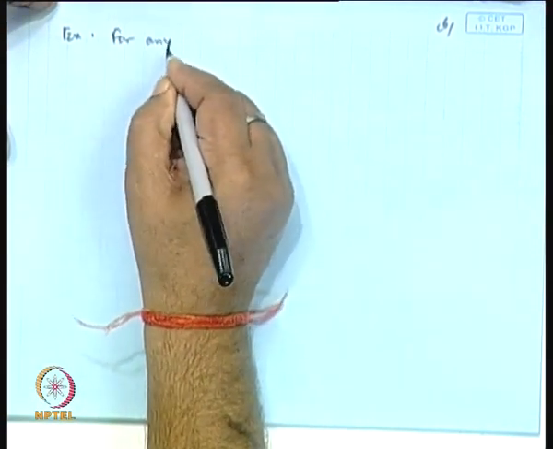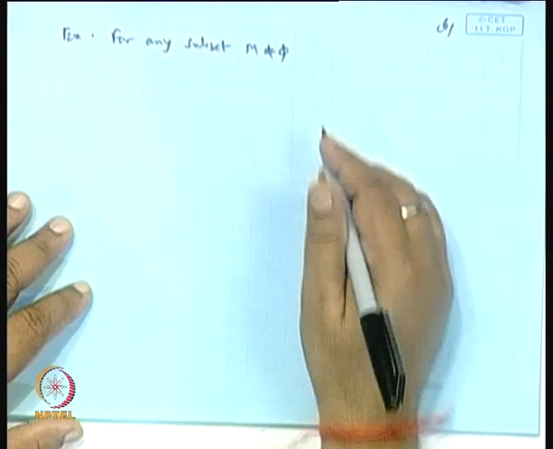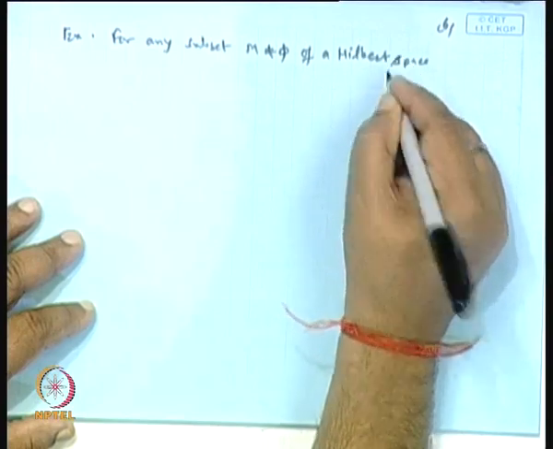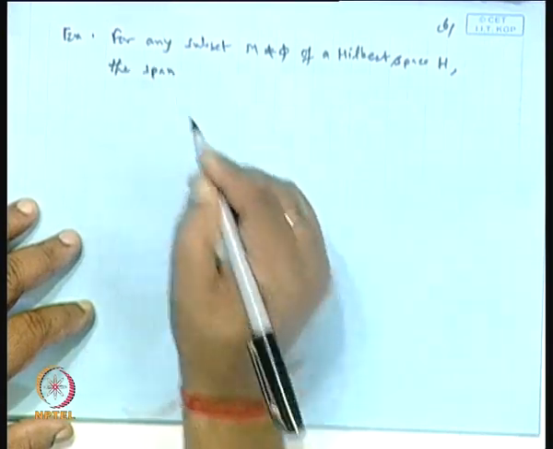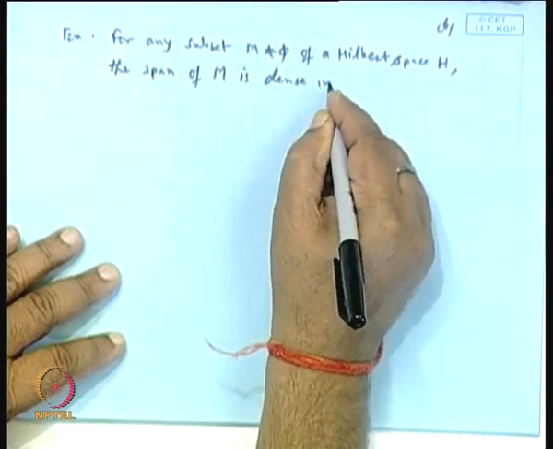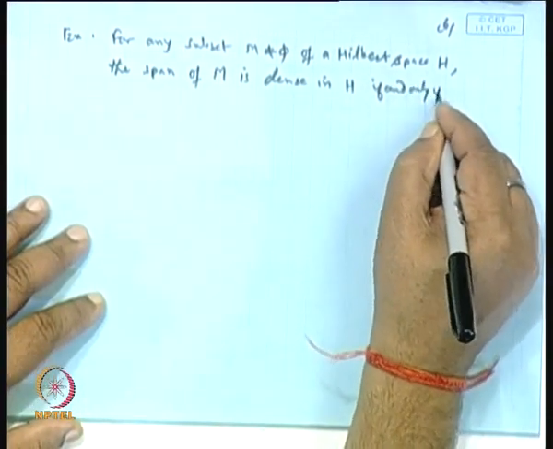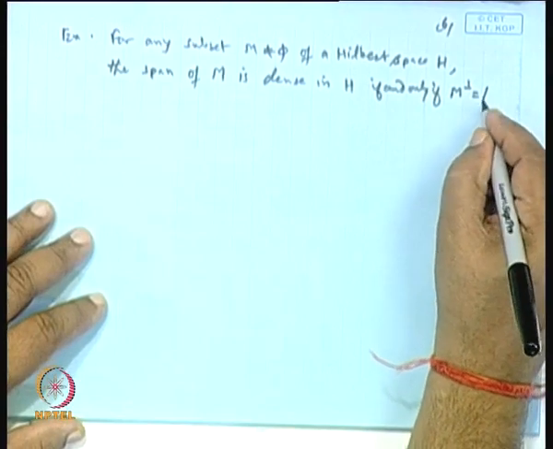Okay. Then another example that is also interesting. For any non-empty subset M of a Hilbert space H, the span of M is dense in H if and only if M perpendicular is the singleton set {0}.